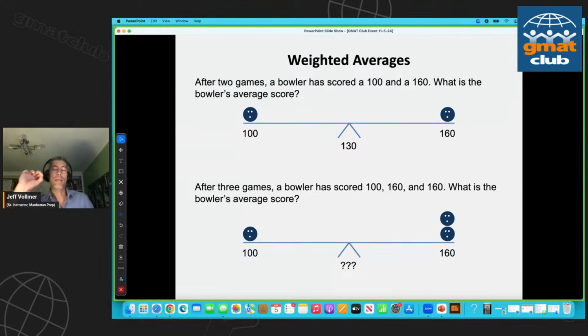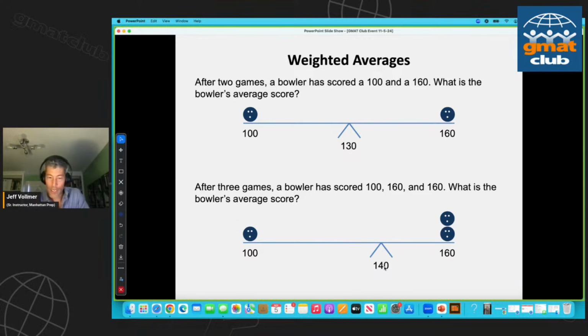But hopefully what we can see here is that the average is not going to be 130 anymore, right? After the first 2 games, 100 and 160, this person's average was 130. And so when they bowl another 160, that should have a positive effect on the bowler's overall average because it's higher than their previous average. And so it should move the average up from 130 a little bit more. And as some people have said in chat, it ends up being 140, which makes sense.